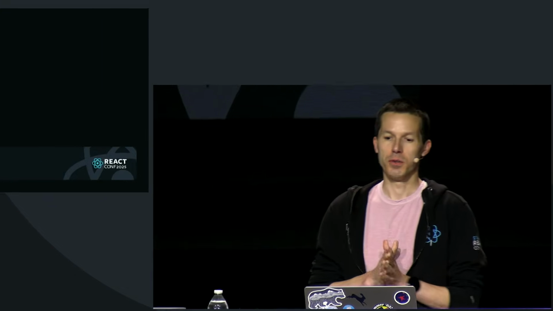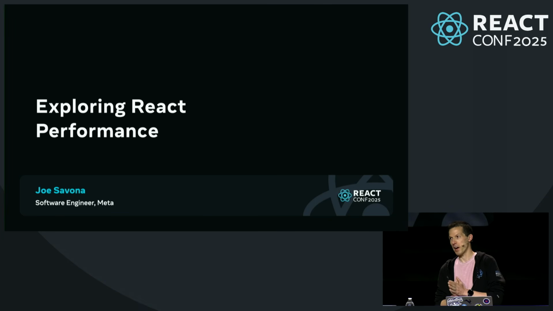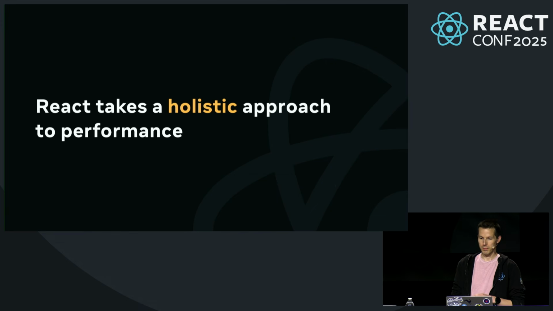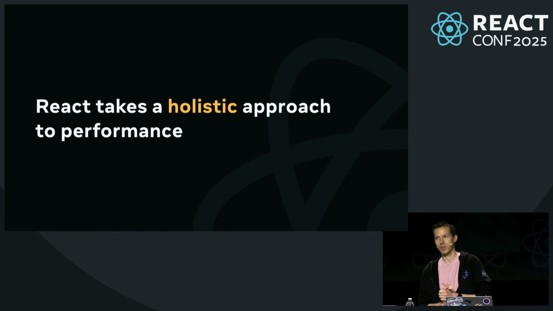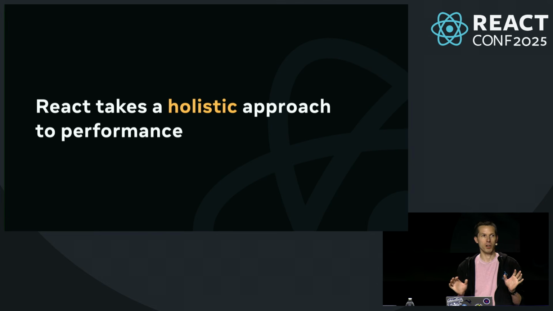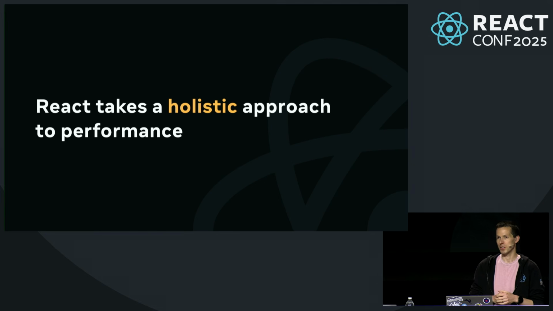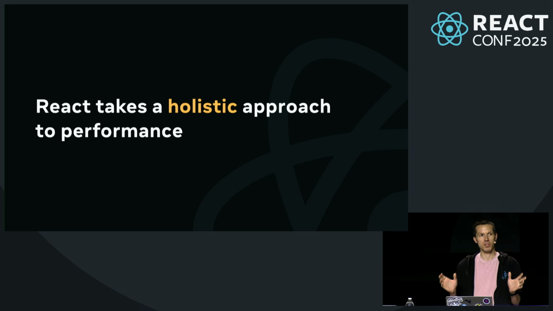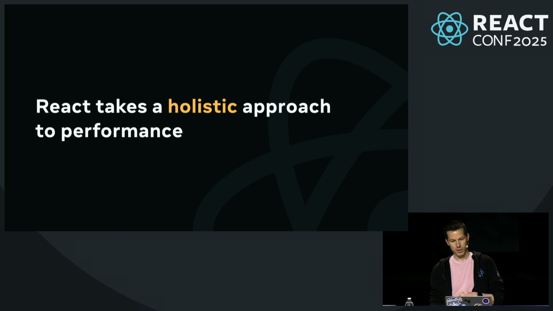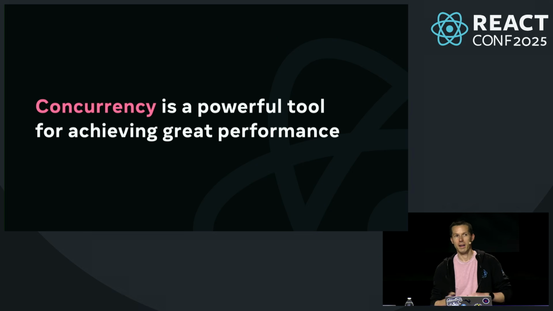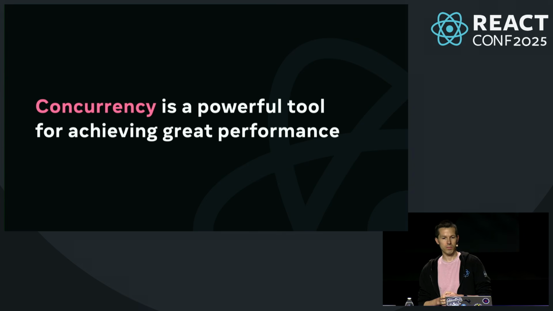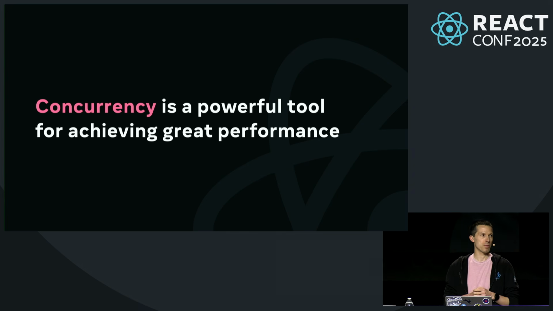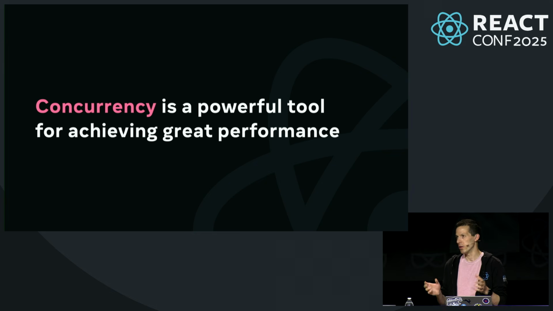In this talk, I'm going to do a deep dive into the world of React performance. On the React team, we take a holistic approach to performance, looking at the big picture of where time is spent in applications. And then we develop features and APIs accordingly. This is why, as Rick discussed in his talk, we added support for concurrency. Concurrency helps optimize our apps, whether they're I/O bound, CPU bound, or both.